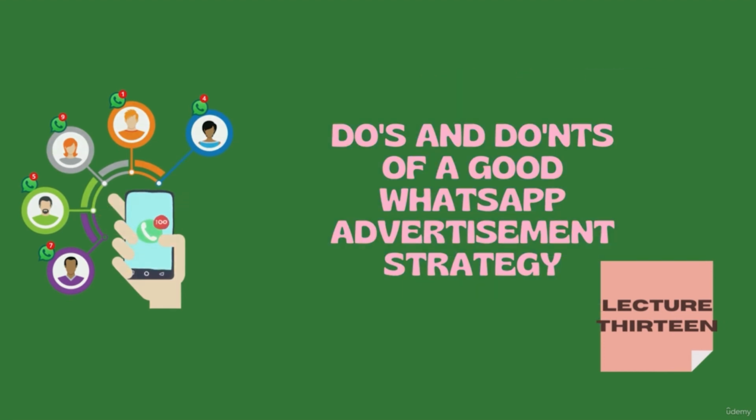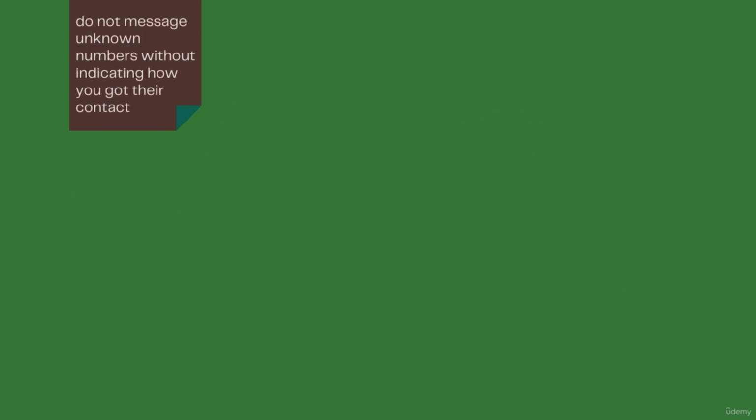Do's and don'ts of a good WhatsApp advertisement strategy. Number 1, do not message unknown numbers without actually indicating where you got their contact from. So if you got their contact from a group or from several groups, always indicate that you got their contact from this particular group to avoid being blocked or being reported. Because if you get blocked or reported by several numbers from WhatsApp, you are most likely going to get banned or suspended from WhatsApp. So always indicate where you got their number from, and also go straight to the point on why you are messaging them, so they will let you know if they are interested or not.